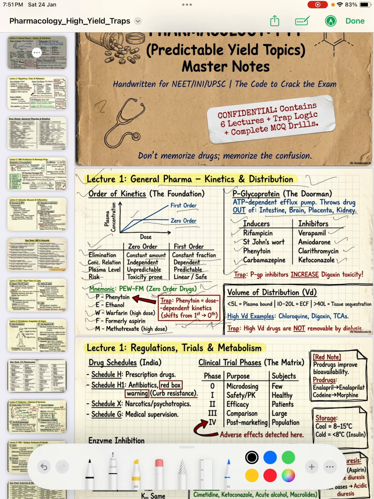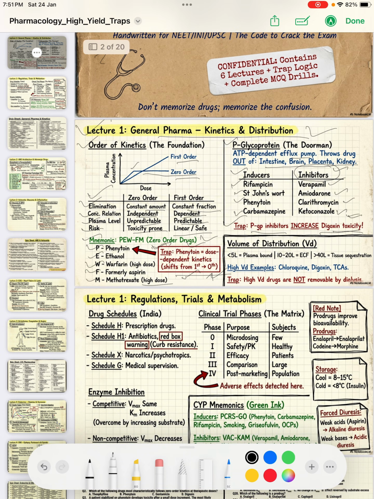What's the trap in this? P-glycoprotein inhibitors increase digoxin toxicity. So if the examiner gives a question with examples of P-glycoprotein inhibitors, they can increase the digoxin toxicity. That's a trap which can be helpful for you in cracking questions related to digoxin toxicity.